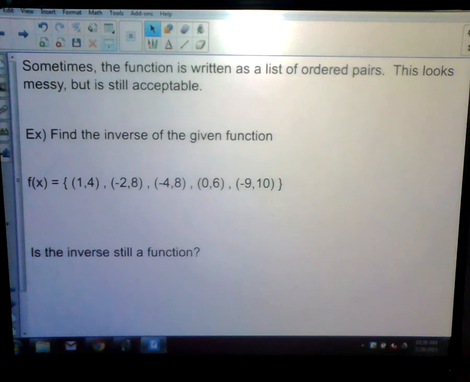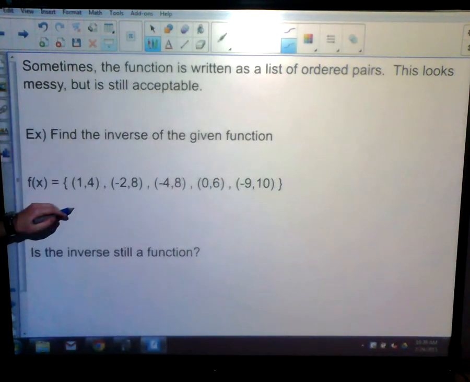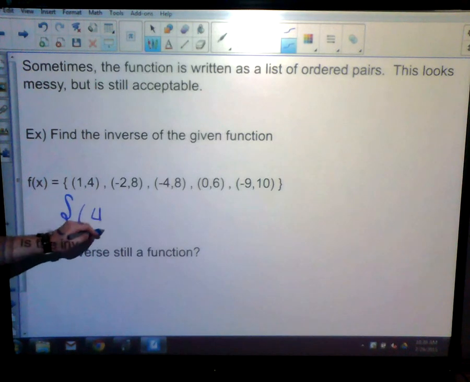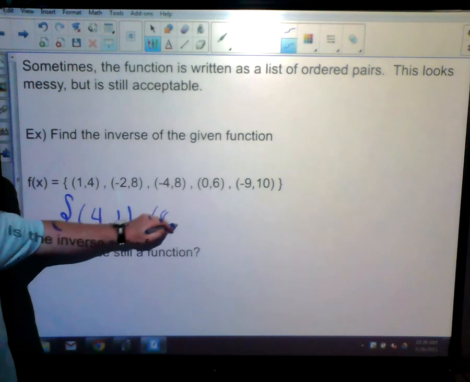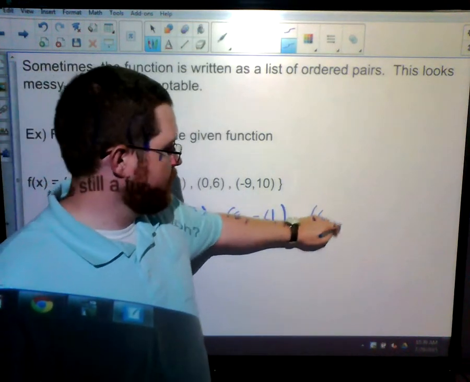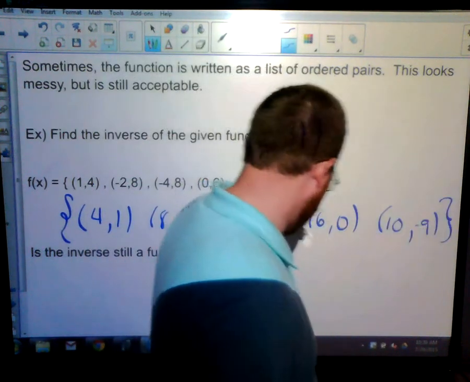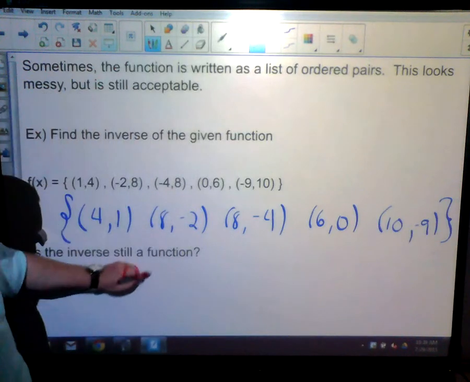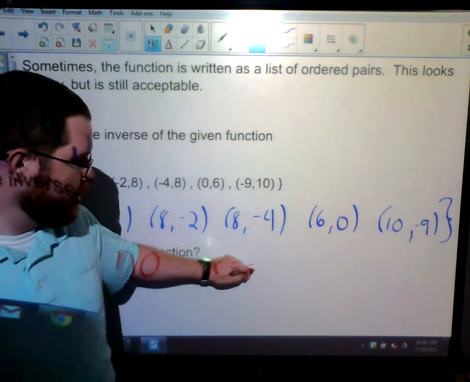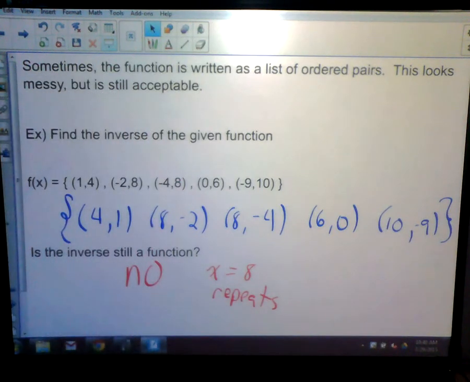Sometimes the function is written as a list of ordered pairs. This looks messy, but is still acceptable. So let's find the inverse of this guy. The inverse of 1, 4 is 4, 1. 8, negative 2. 8, negative 4. 6, 0. 10, negative 9. Is this guy a function? No, since x equals 8 repeats. You can't repeat x values to have a function. So the original is a function, but the inverse isn't.